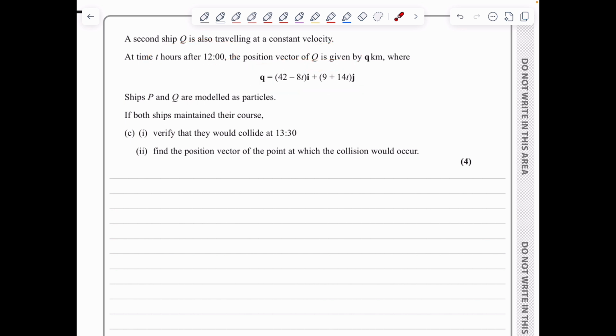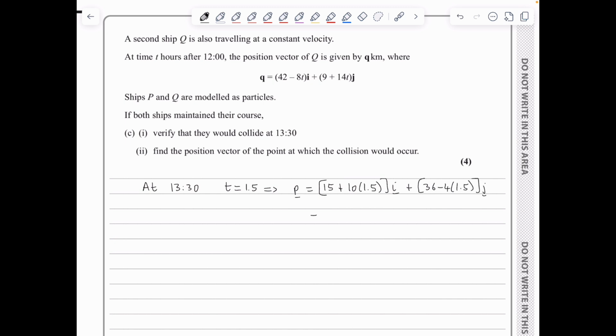Now we're modeling both as being particles and they are maintaining their course. We need to verify that they will collide at 1:30, and we need to find the position vector at which the collision will occur. Well, we know that at 1:30 we're looking at t being 1.5 because we are 1.5 hours after 12 o'clock. I will be finding the position vector of P, which is going to be 15 plus 10 times the 1.5, and that's going to be my i component. And then for the j component, we're looking at 36 minus 4 times 1.5.